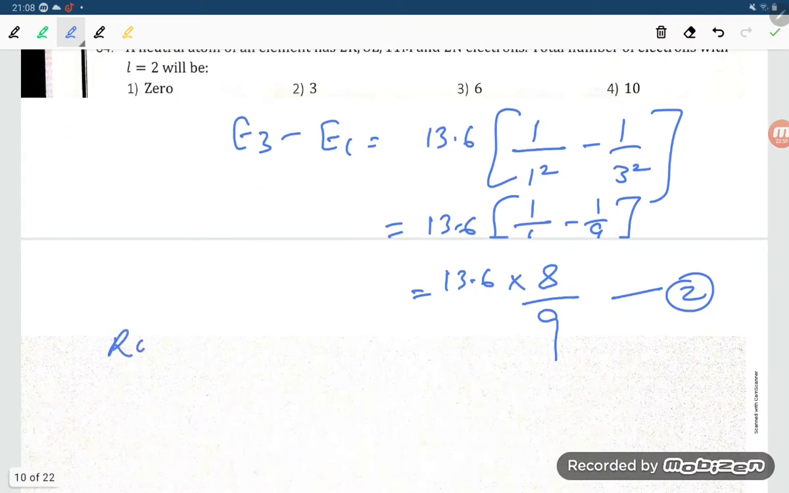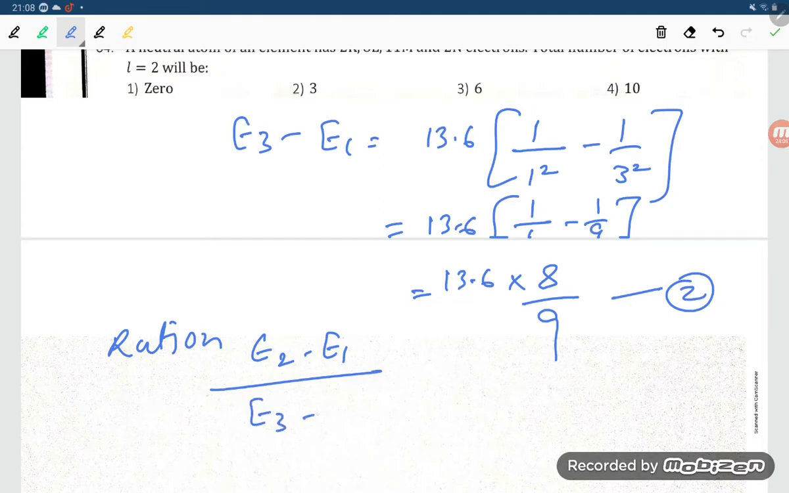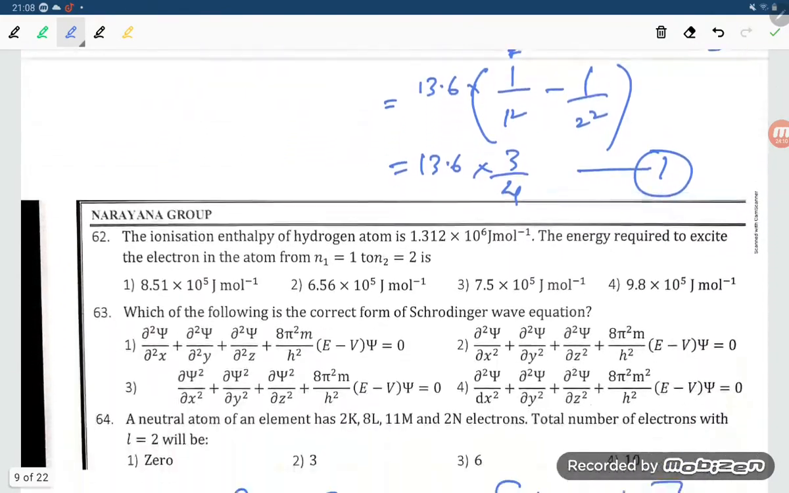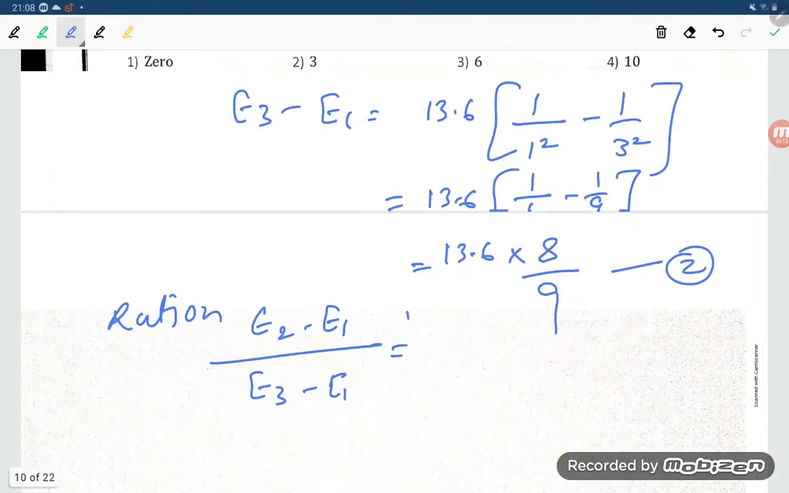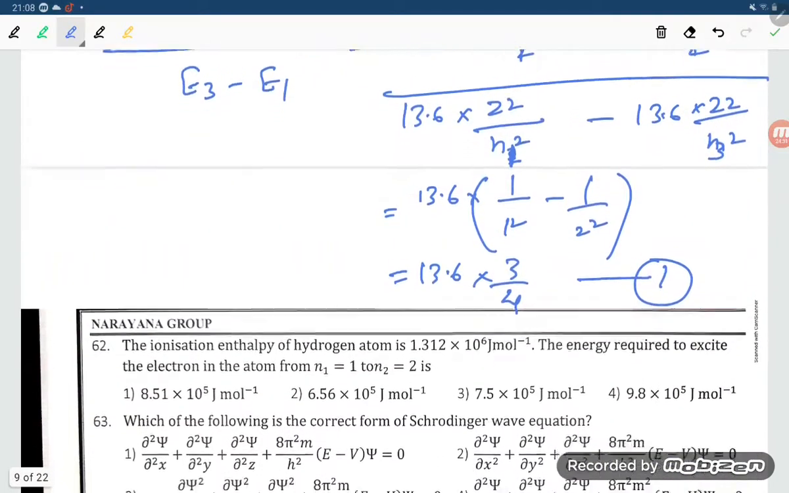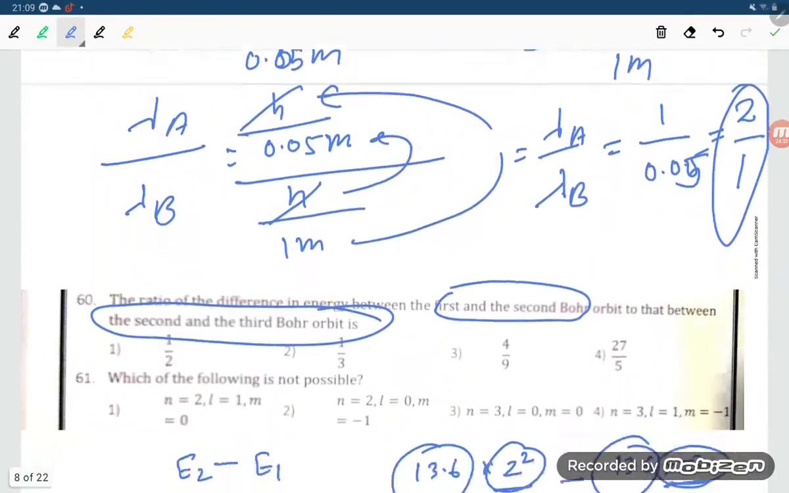So if you are calculating the ratio, how much is coming? That is E2 minus E1 upon E3 minus E1. So we already got that, student. Here we have 13.6 into 3 by 4, and here 13.6 into 8 by 9. So this cancels out, and if you simplify, 9 times 3 is 27, upon 8 times 4 is 32. So 27 ratio 32. Let us see what the correct answer is, student.